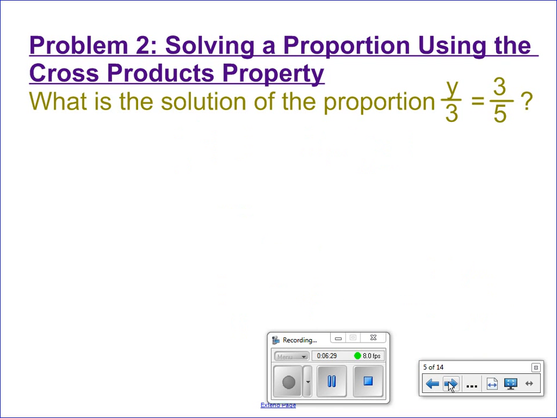All right, now, problem 2, we are going to use the cross products property. And it is my guess this may be the one that you want to use as you solve your problems, but again, I'm going to let you make that choice. Okay, using the cross products property, I'm going to take y times 5, which would be 5y. Please note we are always going to put the number in front of the variable in a multiplication situation. And that's going to be equal to 3 times 3, which is 9.